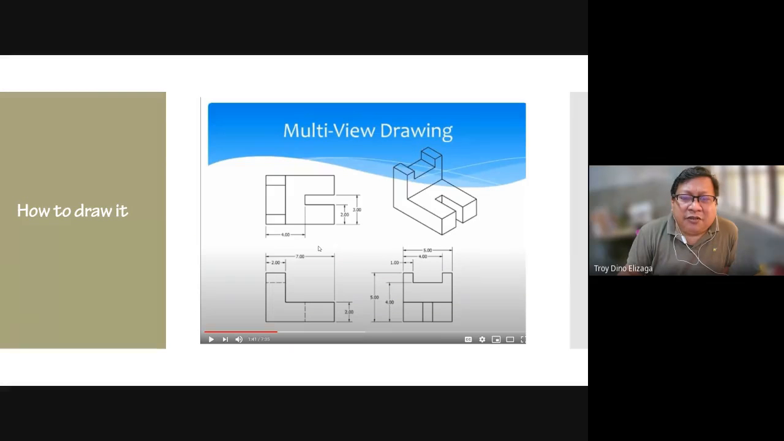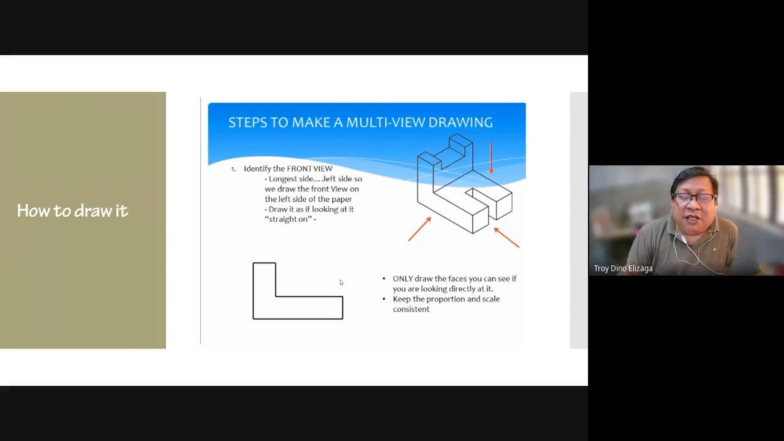So how to draw it? Very simple. First, decide on the front view. Now, in a house, the front view is very obvious. It's the one facing the street or the one facing the approach. Or if it's not very obvious, it should probably be the one with the main door. Having established the front view, all the other sides follow, no? The side view and the rear view.